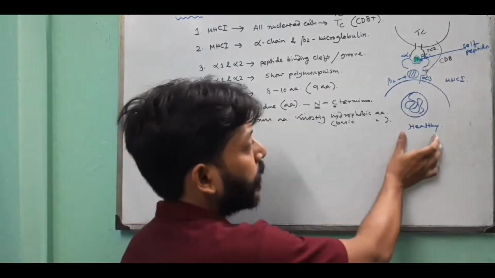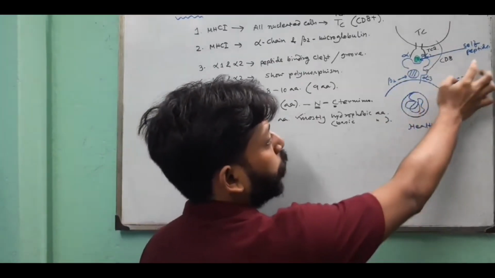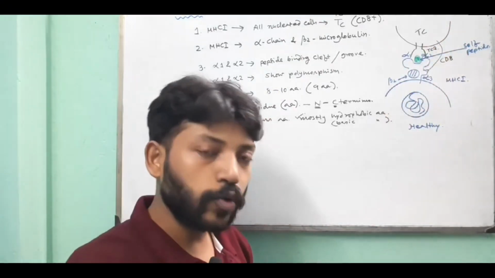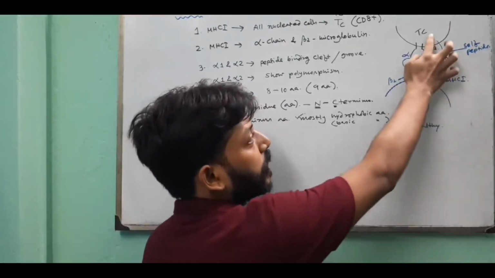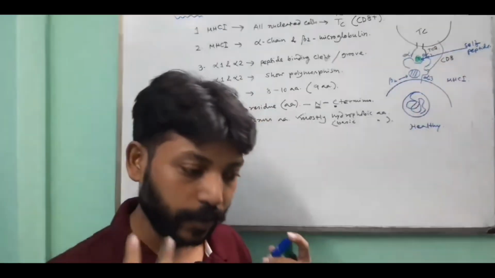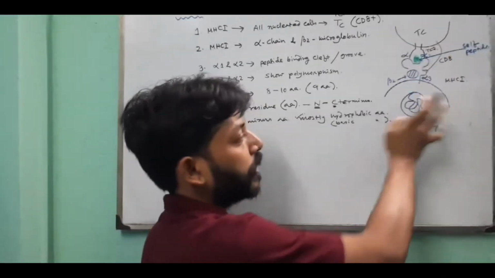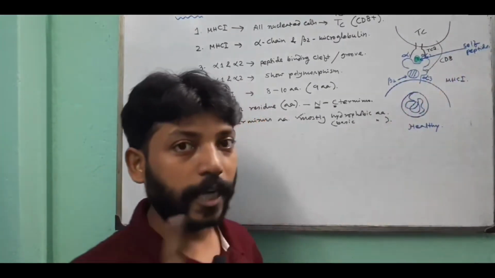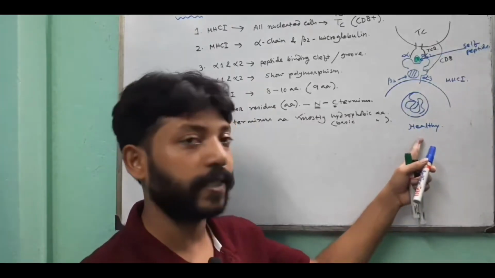So when a healthy cell is expressing class 1 MHC molecule with self-peptides, and if TC cells, cytotoxic T cells, come close to that healthy cell, these TC cells recognize the MHC I and the self-peptides, and recognize that this cell is healthy. So it will not harm the healthy cell. It can recognize the MHC and the self-peptide. It cannot harm the cell because it senses that this cell is healthy.